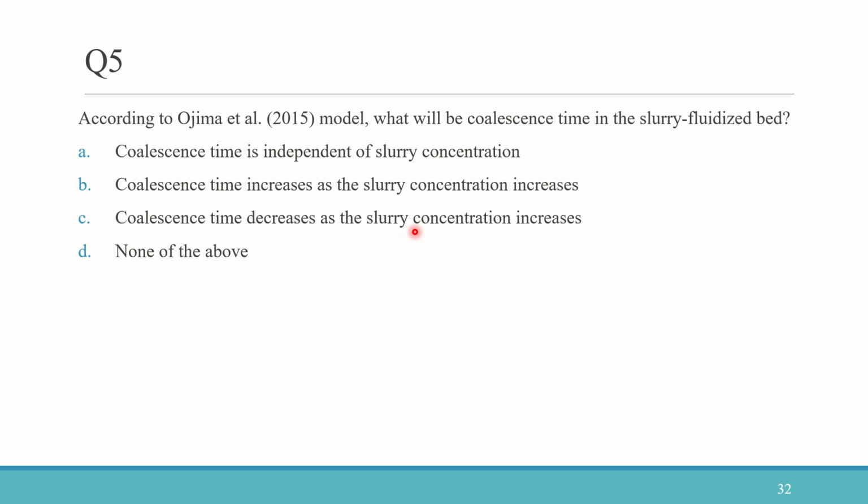So this particular question is about the Ojima et al. 2015 model, and it is relating the coalescence time and the slurry concentration inside the fluidized bed. So imagine that you have a slurry of particles. You have 5% solids and 20% solids. Coalescence time is nothing but the time the bubbles spend with each other to collide, to coalesce and grow in size. When the slurry concentration is more, the probability of those bubbles coming in contact is high.